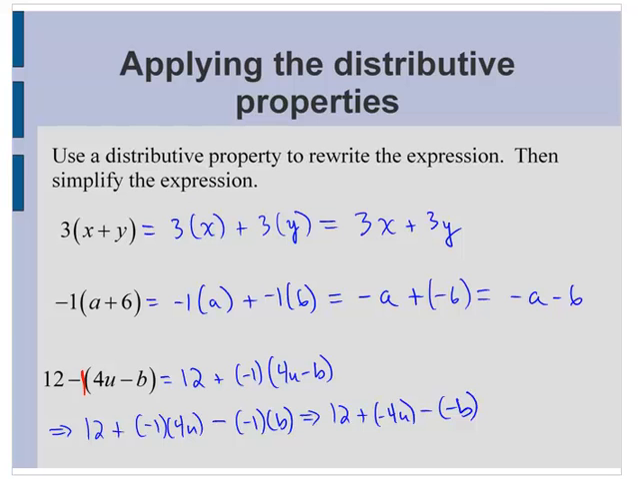And again, in practice, we usually wouldn't leave this as plus a negative. Adding a negative is the same as subtracting. So we would write instead 12 minus 4u, and then we'd have minus negative b, and again, we don't usually write minus negative b. Instead, we would write plus b. Subtracting a negative is the same as adding.